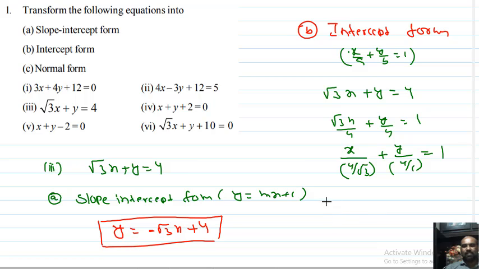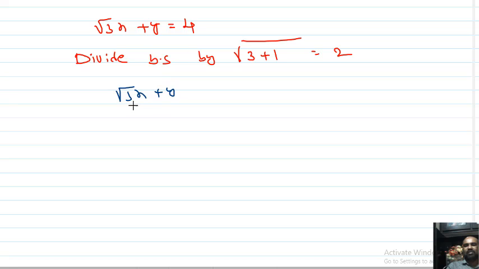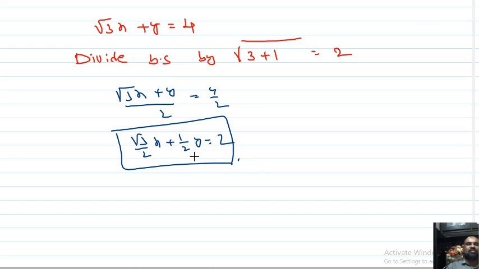Last one, normal form. Okay, C, normal form. Normal form means you want to convert that equation in the form of x cos alpha plus y sin alpha equal to p. Okay, I will write in the next page, students. What is that? Root 3x plus y is equal to 4. You know the process. You need to divide both sides by root over a square plus b square. Root 3 square means 3 plus 1, that is equal to 2. Okay, students. So root 3x plus y by 2 equal to 4 by 2, or root 3 by 2 x plus 1 by 2 y equal to 2. This is in normal form. If you take this as cos alpha, automatically this becomes sin alpha. This becomes p.